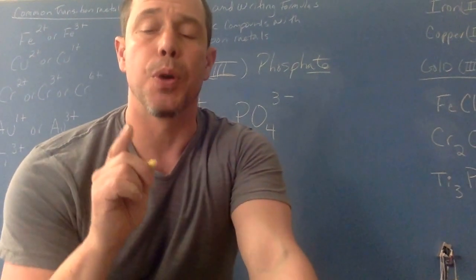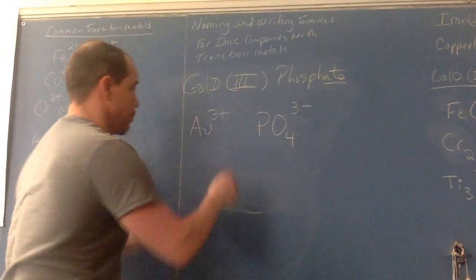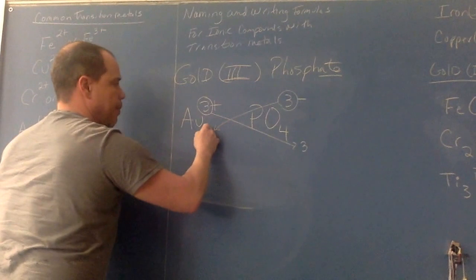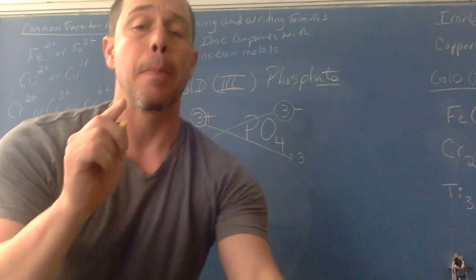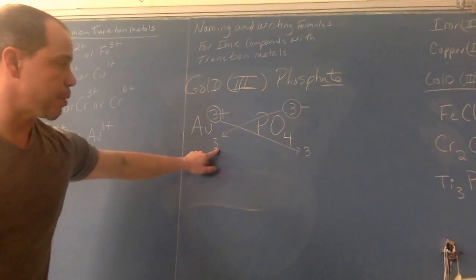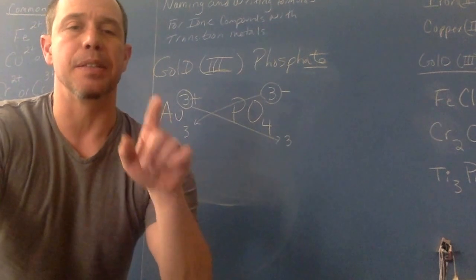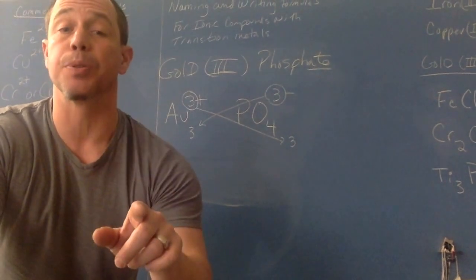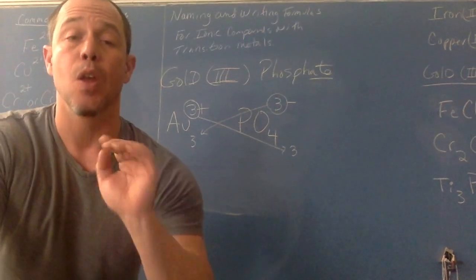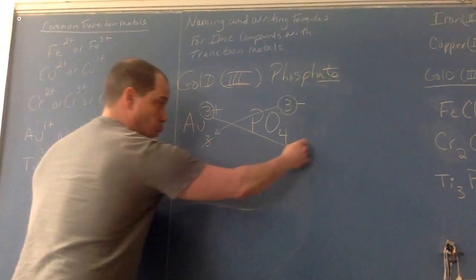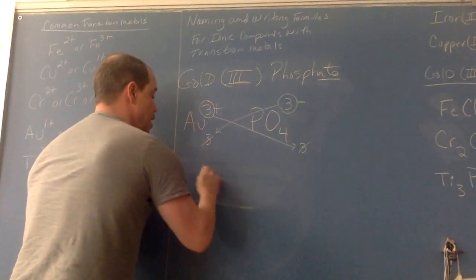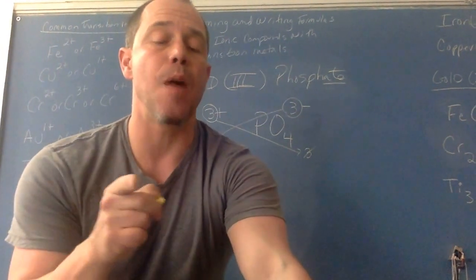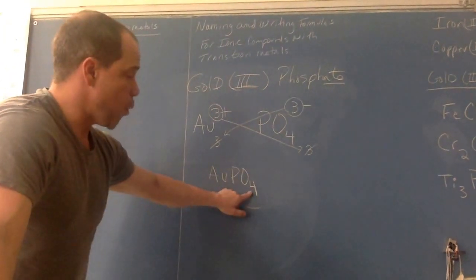So now what we're going to do is cross the charges. All right, so let's go ahead and do that. I'm going to circle the 3, bring it down. The first thing I should recognize here is that my subscripts are both 3. 3 to 3 is the same as 1 to 1. So we can cancel out our subscripts and write this in a simpler form. I know my 3's can cancel. They're 1 to 1. And I'm going to write my formula as AuPO4. Gold 3 phosphate.